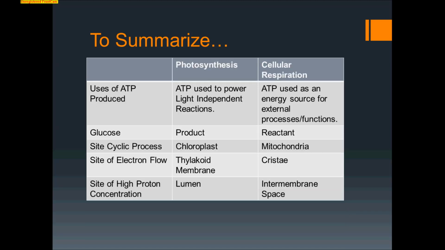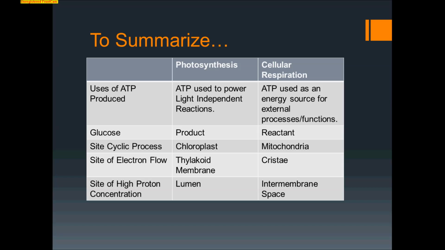The ATP generated in both of these procedures are used in different ways. In cellular respiration, ATP serves as an energy source that is used to power other functions of the body, while ATP is conserved in photosynthesis to power the light-independent reactions. These light-independent reactions, the Calvin cycle, uses ATP to produce glucose, one of the products of photosynthesis. Meanwhile, in cellular respiration, glucose is consumed in glycolysis in order for the entirety of cellular respiration to run its course. Glucose is a reactant in cellular respiration.